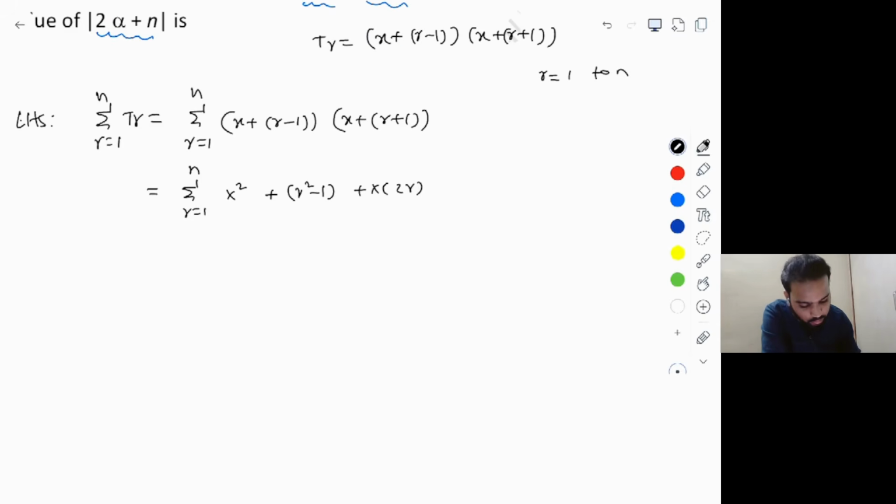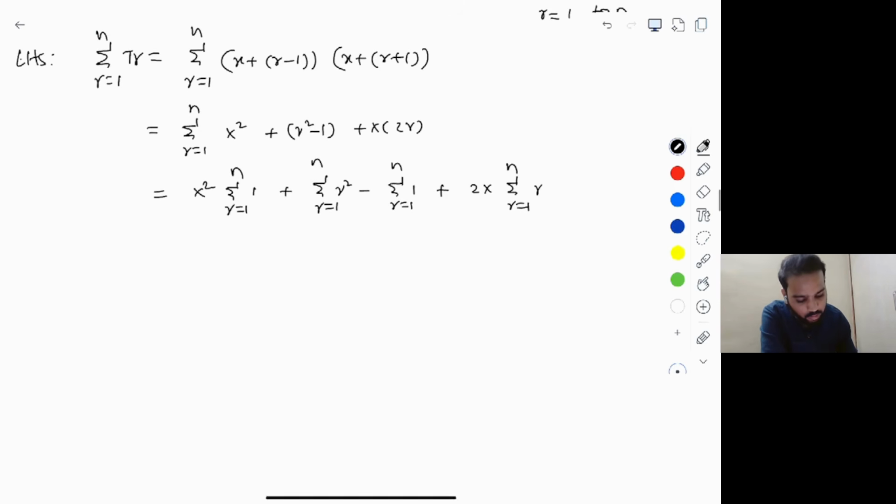Now just expand the sigma here. This will be x squared times sigma r = 1 to n of 1, because x is a constant with respect to the sigma here. And this is sigma r = 1 to n of r squared, minus sigma r = 1 to n of 1, plus 2 into x, which is a constant again, times sigma r = 1 to n of r. Now, we know the formula sigma of 1 is n. So this will be nx squared.